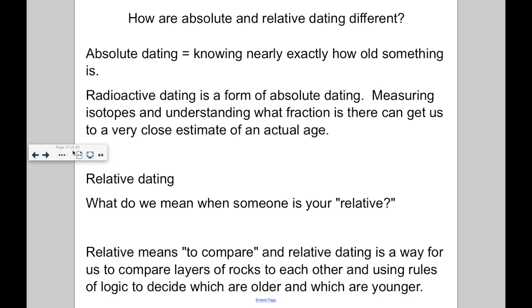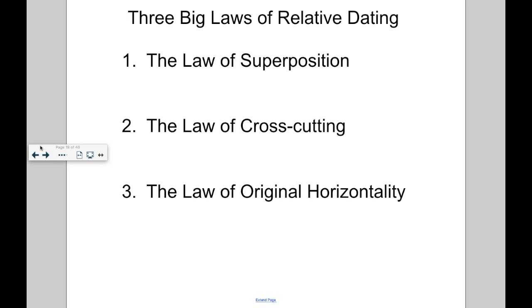Relative means to compare. And so relative dating is another technique that geologists use to understand the age of things in the Earth by comparing layers of rocks to each other and using the rules of logic to decide which would be older and which would be younger. In this case, it doesn't matter so much that we know the exact age of a rock, but we would want to know whether a rock is older than another rock to help us imagine what has happened to those rocks. There are three rules we're going to use. We call these the laws of relative dating.